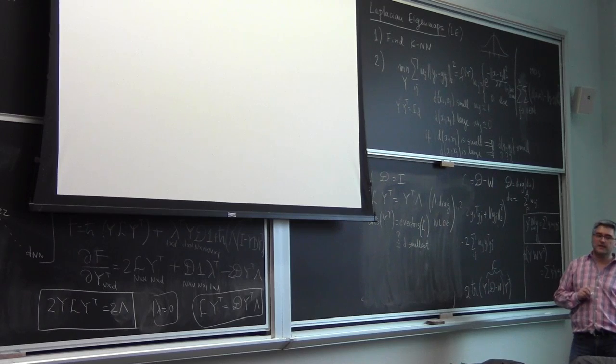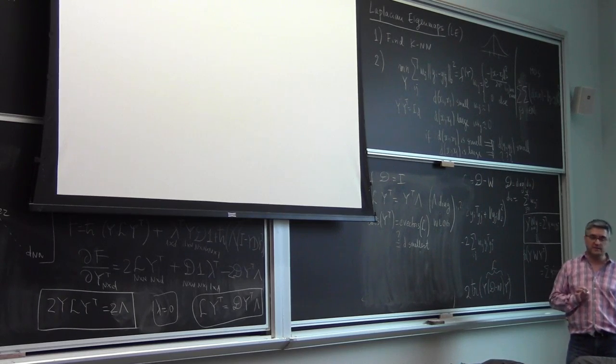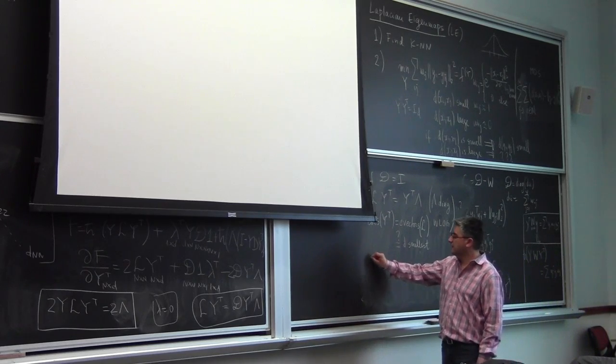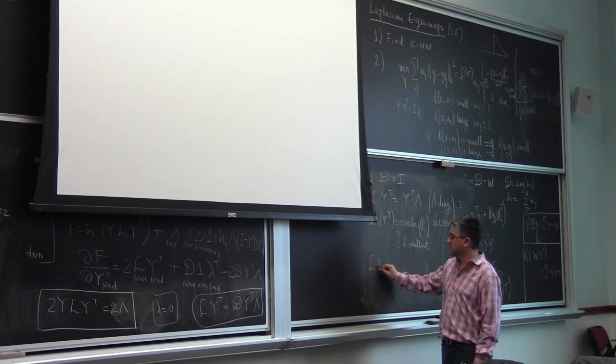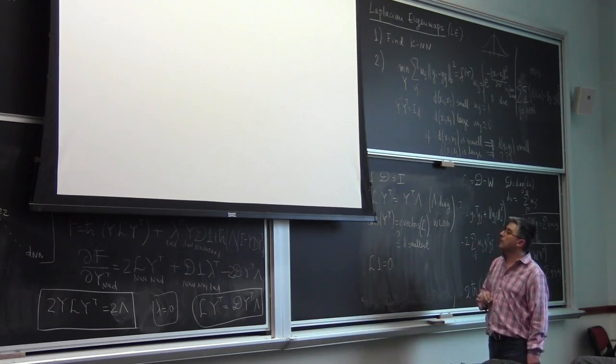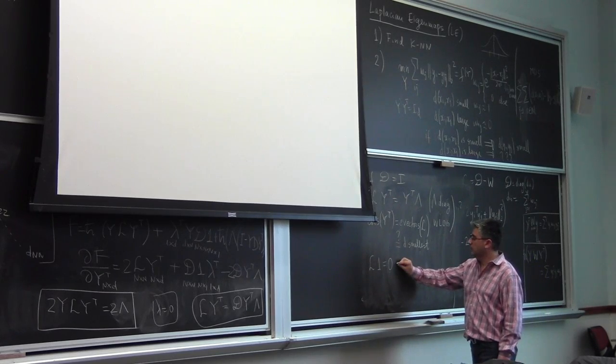But here is the extra caveat. The extra caveat is the following: L times 1 is equal to 0. Why is it so? What is L times 1?